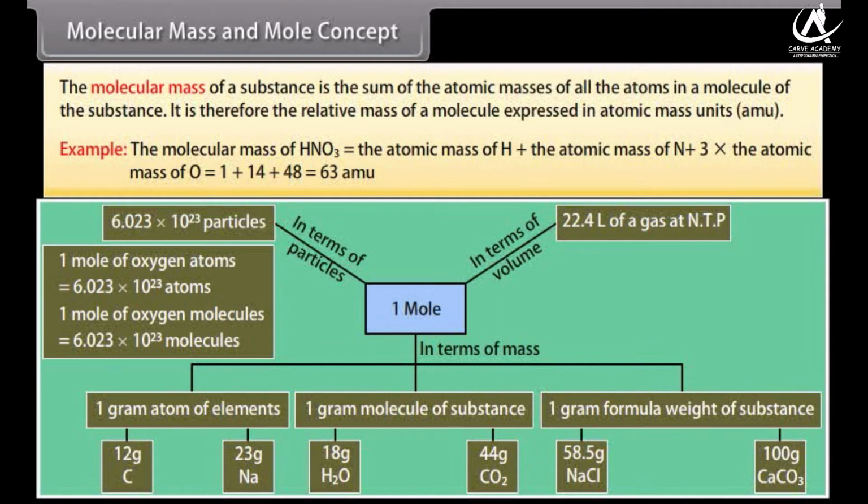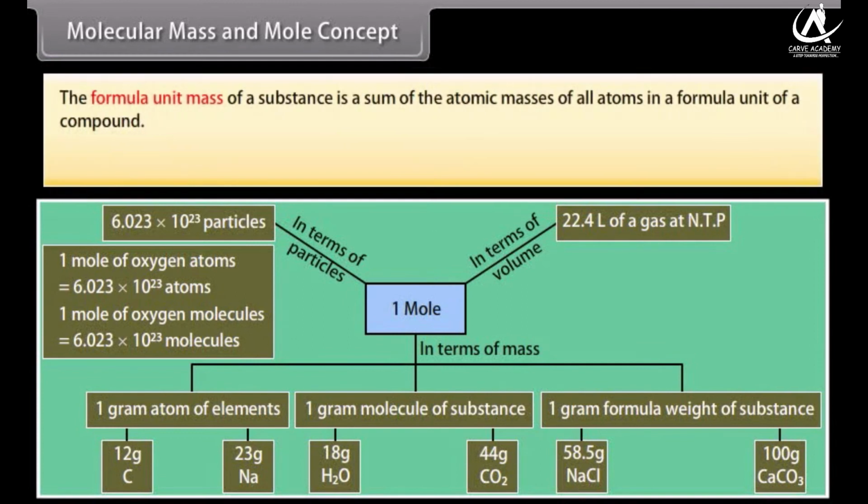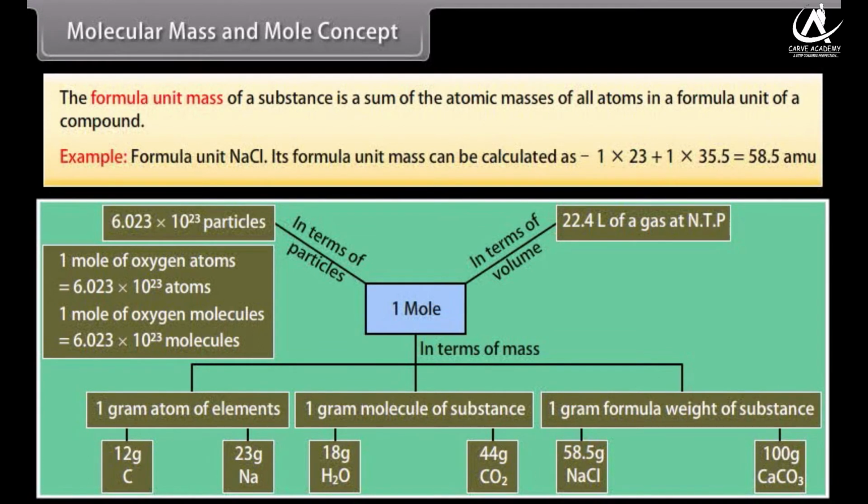The formula unit mass of a substance is the sum of the atomic masses of all atoms in a formula unit of a compound. Example: formula unit NaCl. Its formula unit mass can be calculated as 1 into 23 plus 1 into 35.5, which equals 58.5 units.